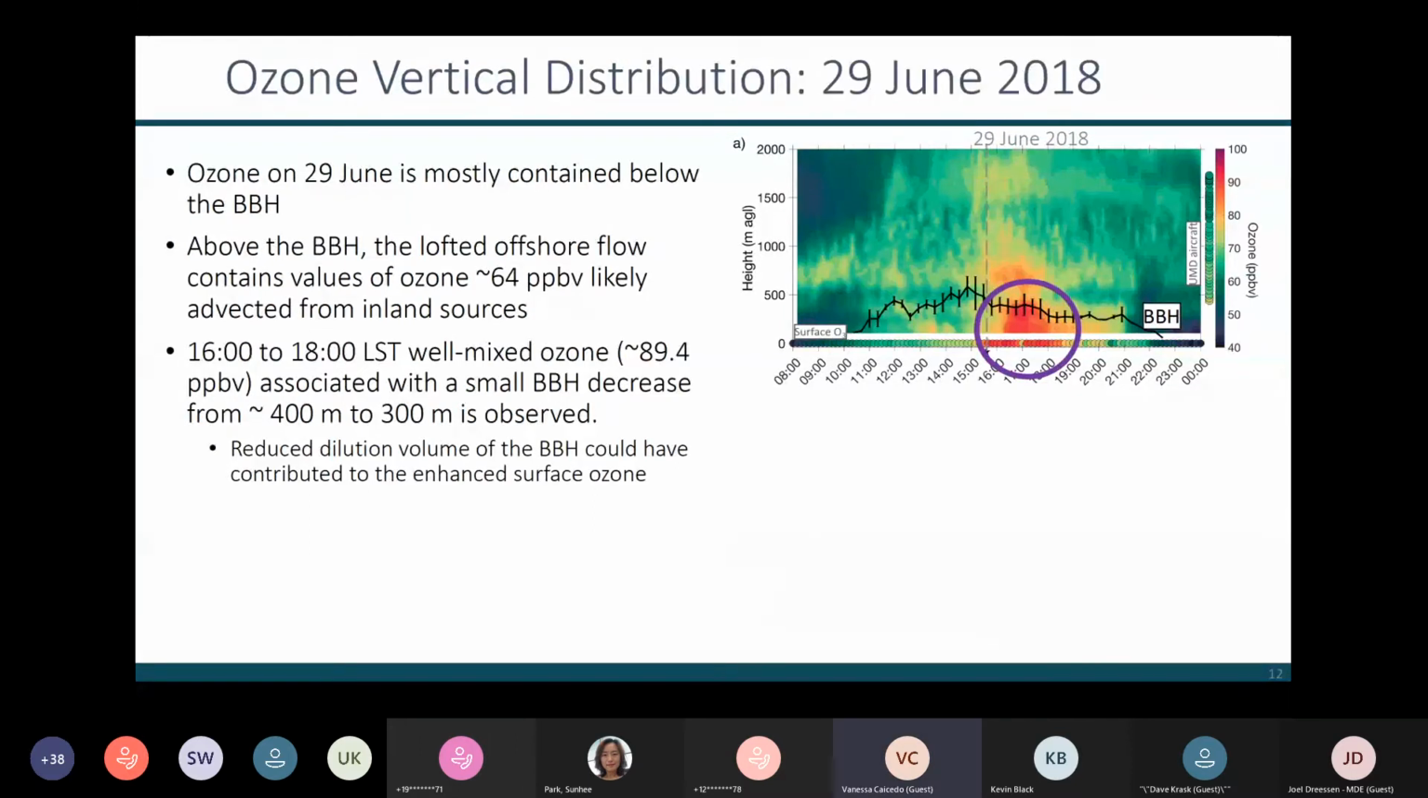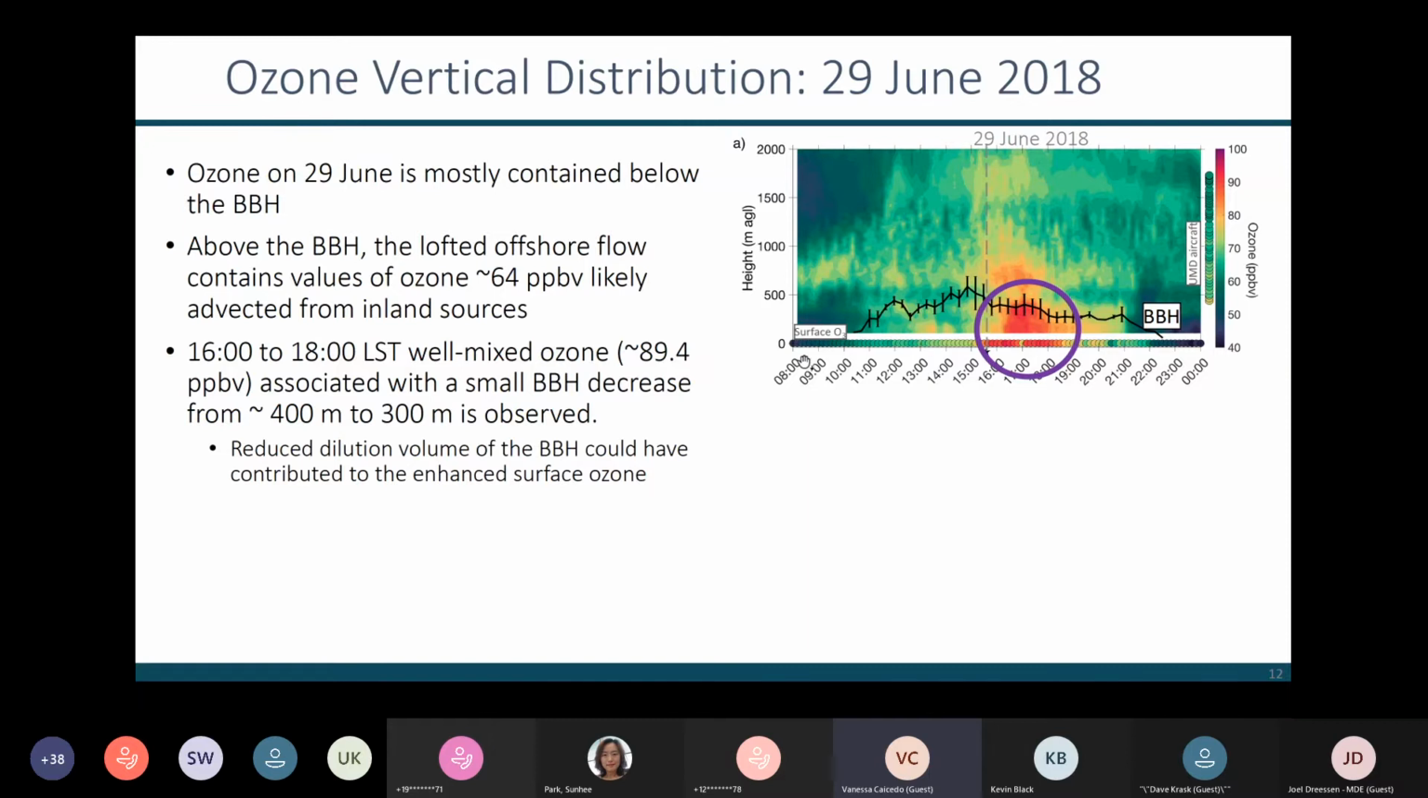Now, the goal of this was really trying to understand the Bay Breeze dynamics and see if that could help us understand a little bit more of how that may be impacting the vertical distribution. So now we're going back and seeing a little bit of those ozone LiDAR profiles. So here is June 29th. And for June 29th, we see that most of that ozone is really capped below that Bay Breeze height, which is what we're expecting to see.